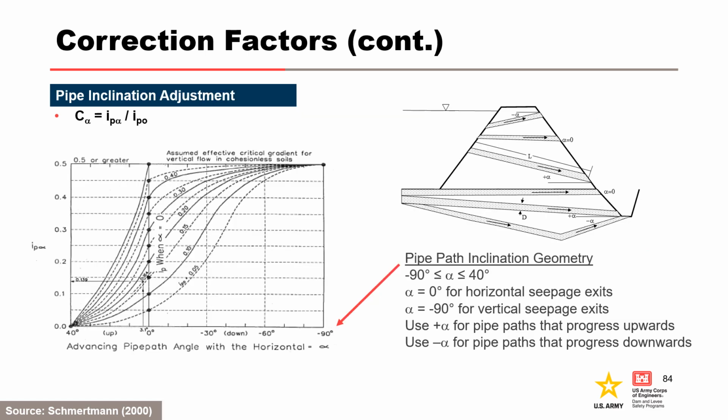Unlike the Sellmeijer method, the Schmertmann method can also assess inclined pipe paths. The field critical gradient adjusted for pipe path inclination is obtained by graphical solution as a function of angle of pipe path inclination for various values of field horizontal critical gradient. The adjustment for pipe path inclination is then back calculated as shown.